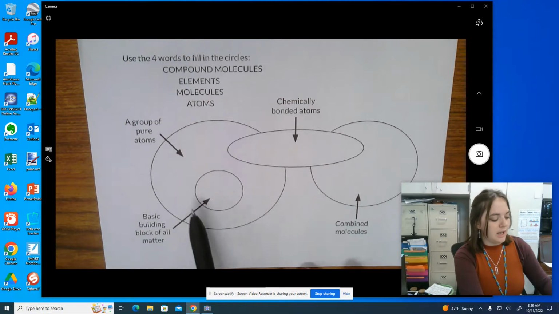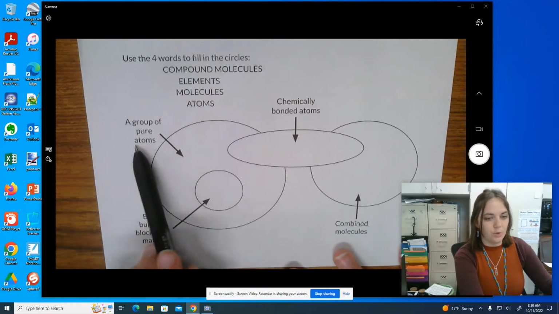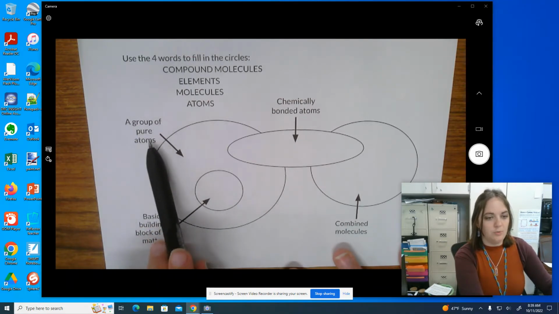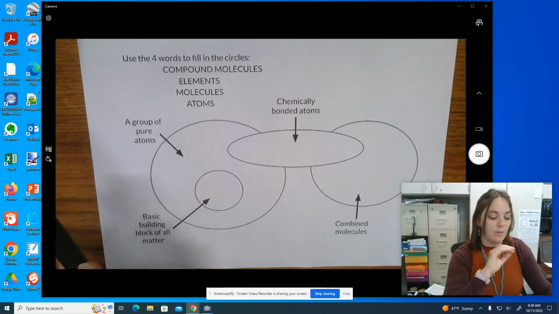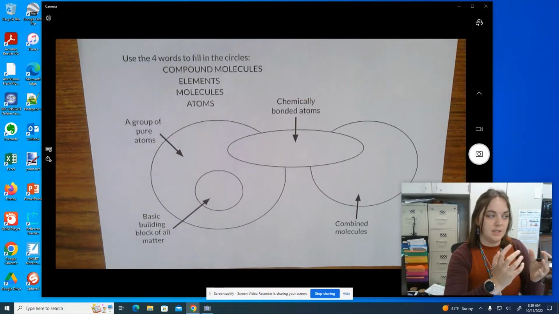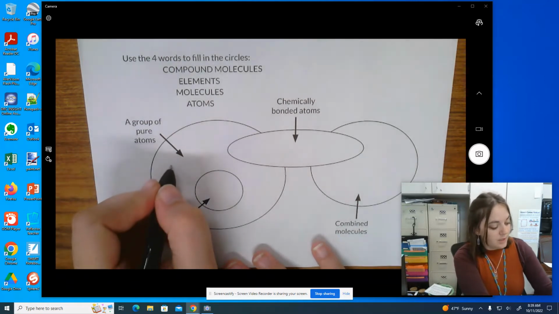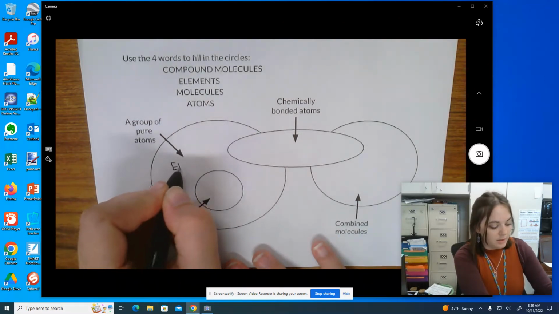So let's look at this one first, a group of pure atoms. So all the atoms are the same type. And we call a substance that has all atoms the same type of atom an element. So this is where an element goes.